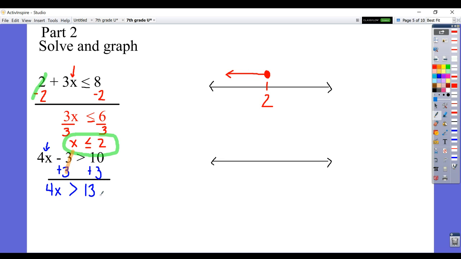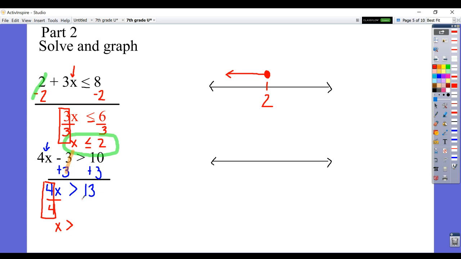So now we have 4x is greater than 13. Then we have 4x, but we want just x. So we divide by 4. Again, remember that the idea here is that that's creating a giant 1, which is giving us just x, which is what we're looking for. Giant 1 was up here as well. Okay, so we're getting x or 1x, which is what we want.